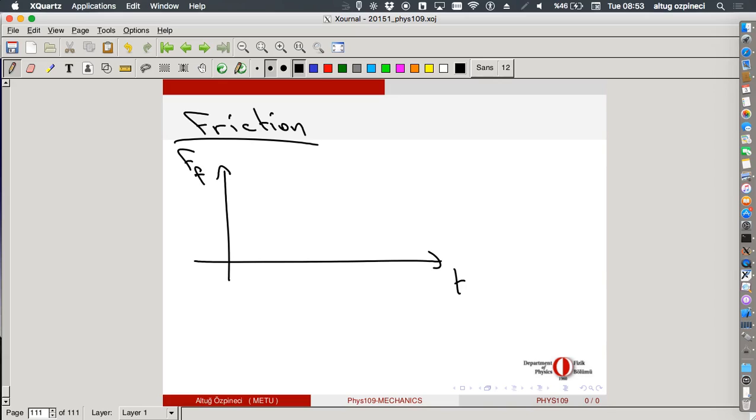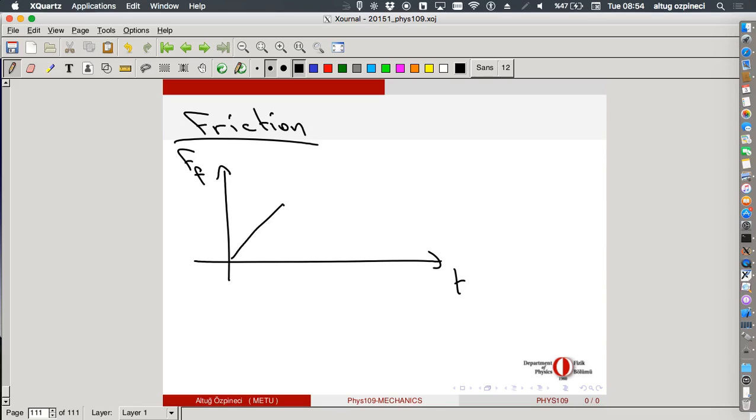So there should be another force, horizontal, equal in magnitude to the force that I exert, but in the opposite direction. And it should also be increasing as I increase the force that I exert. So the friction force, the magnitude, will be increasing. If I increase the force that I exert linearly in time, the friction force should also increase linearly with time. I increase the force that I exert. At some point it starts to move.